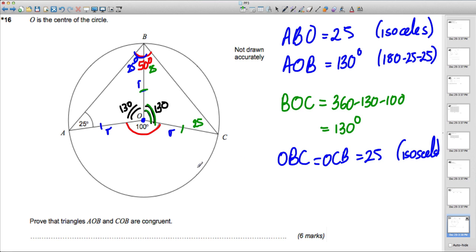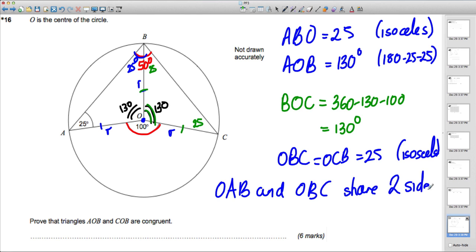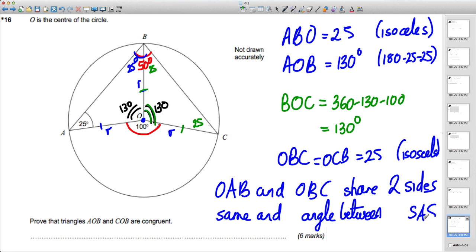So what we have shown is that triangles OAB and OBC share two sides the same and the angle between, i.e. side angle side. We've shown that this side and this side are the same and the angle in between is the same. That must mean they are congruent to each other.